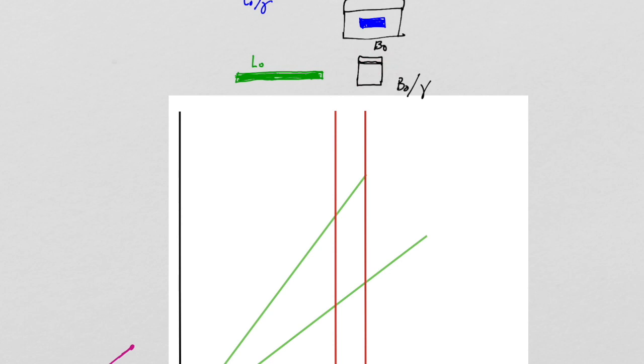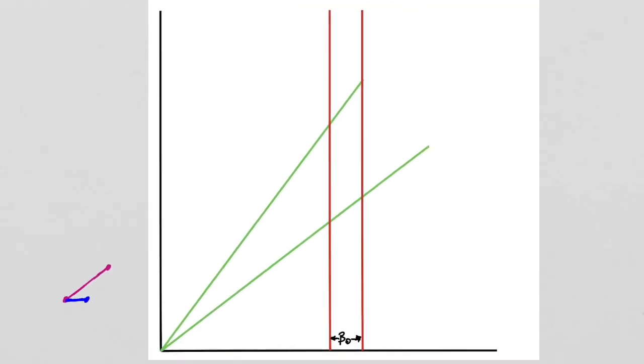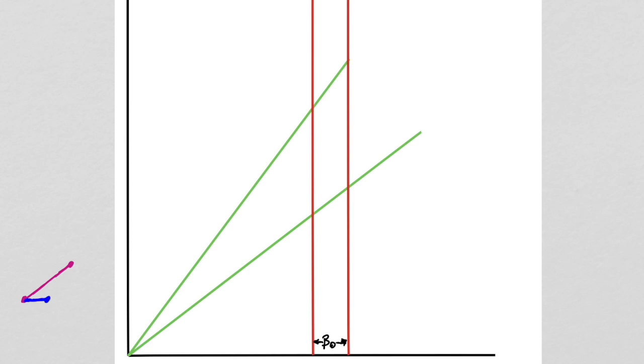Well, what is the length of the barn as perceived by the rod, in the rod's frame? Where is that depicted on this diagram? Well, I need a line of constant time, which is any line parallel to this. Remember, this is the x prime axis and the t prime axis. So any line parallel to this x prime axis is a line of constant time. So this is the length of the barn in the reference frame of the rod.